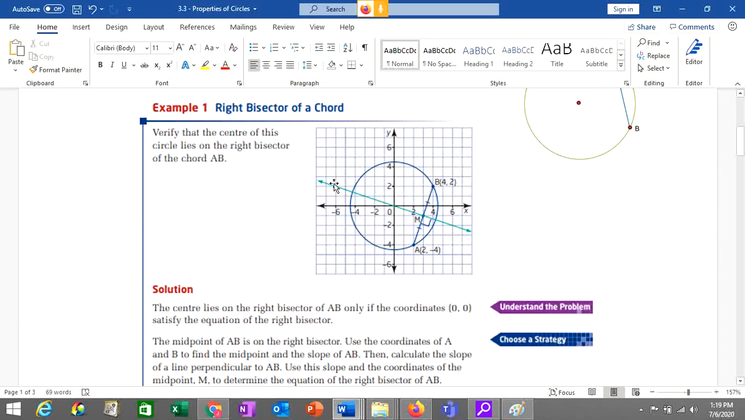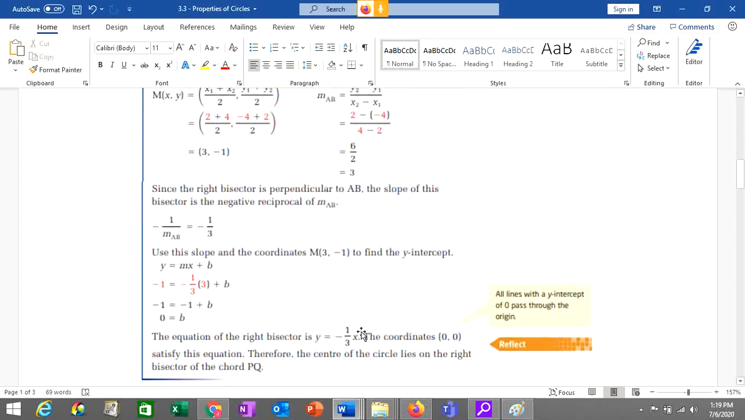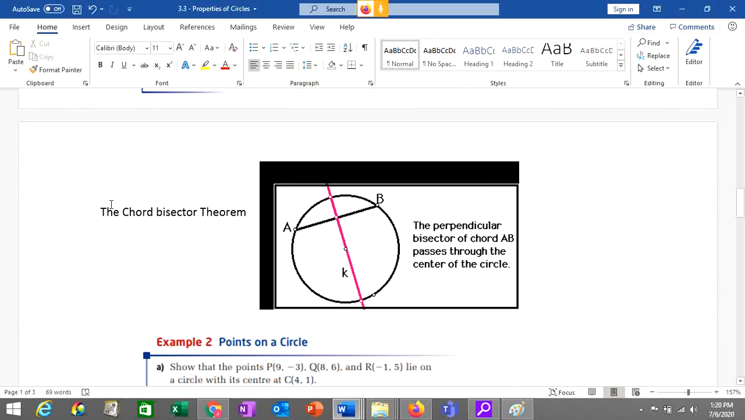So is the point 0, 0 actually on this perpendicular bisector? Let's find out. If we put 0 in for x, -1/3 times 0 gives you 0. So a 0 value for x gives you a 0 value for y. So yes, 0, 0 is actually on this perpendicular bisector. So we can conclude that the center of the circle at 0, 0 lies on the bisector of chord AB. Okay, so is that a coincidence? It turns out no. If you take the perpendicular bisector of any chord on a circle, you are going to find a line that passes through the middle.